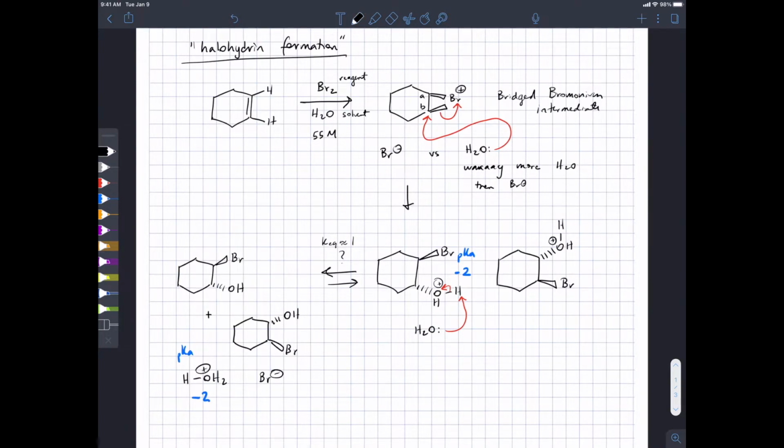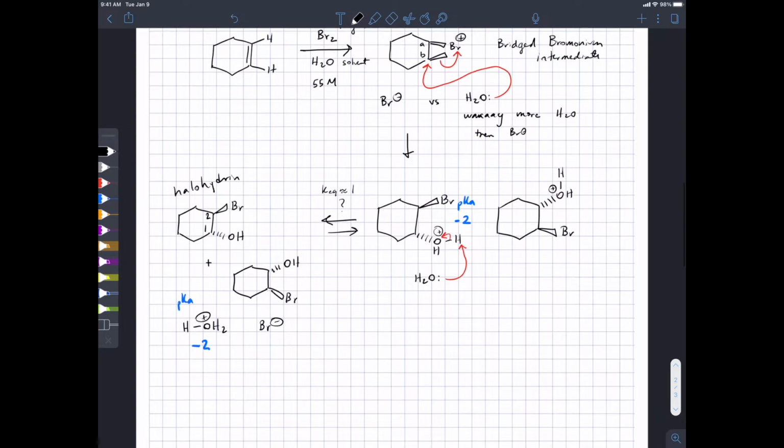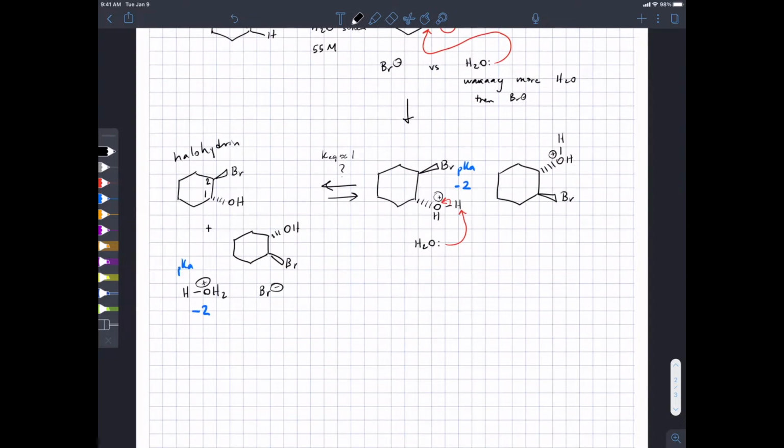The term halohydrin refers to a molecule that has oxygen and Br on adjacent carbons. So we've got lots of different options, right? We can get 1,2 dibromides, we can get 1,2 diols, and then we can get the 1,2 OH-Br hybrid, all with anti stereoselectivity. One minor point with these halohydrins is that you can use them to make epoxides.